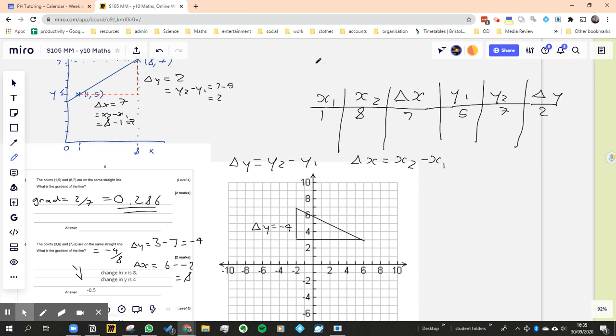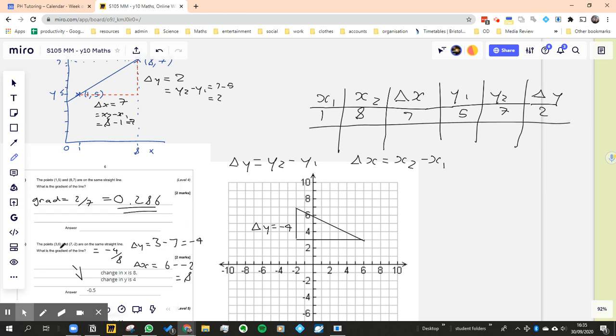So when we work out the gradient, it's still going to be change in y over change in x. So it's going to be 2 over 7, and that gives you that. So we don't have to even plot the graph. We don't have to even draw out the graph.